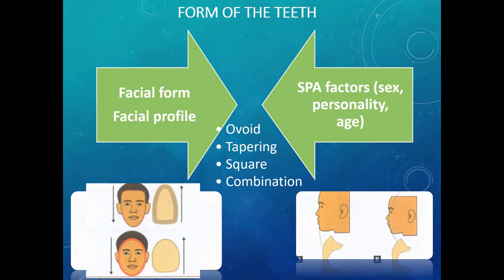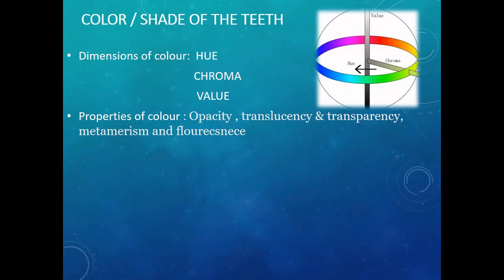Finally, coming to the color or shade of the teeth, which is particularly important for anteriors. So before selecting the color or shade of the teeth, we have to know the basic concepts about color. There are 3 dimensions of color, which are hue, chroma and value. Hue means a specific color produced by a specific wavelength of light. Saturation or chroma is the amount of color per unit area of an object, and brilliance or value is the lightness or darkness of an object.